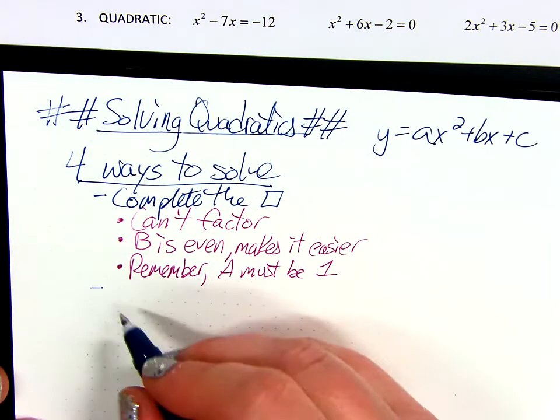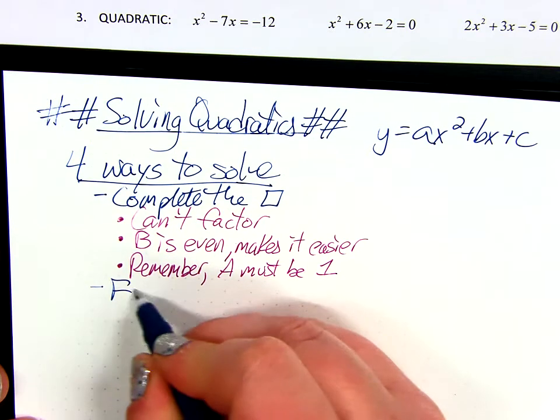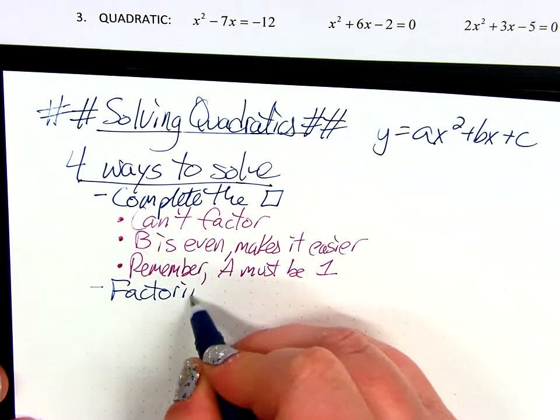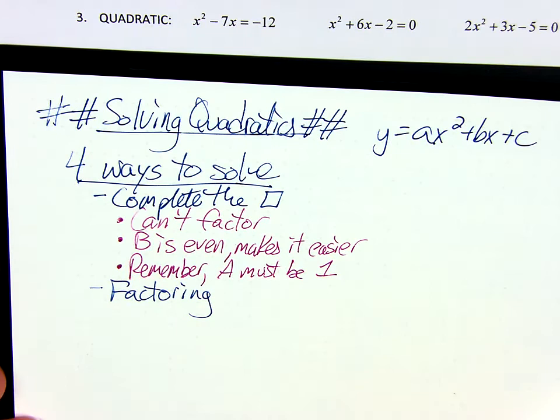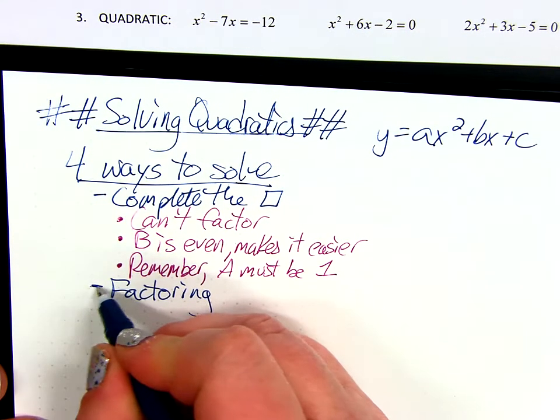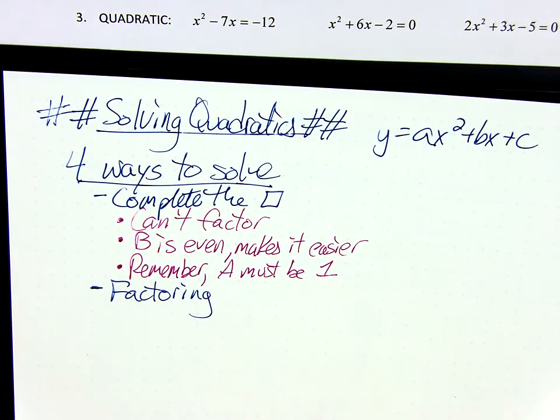Melissa mentioned factoring. So that is another way to solve a quadratic. That's one of your easier ways. The problem is, as we know, not every quadratic can be factored. But if it can, we're going to go with it. How else? Go ahead. Quadratic formula.